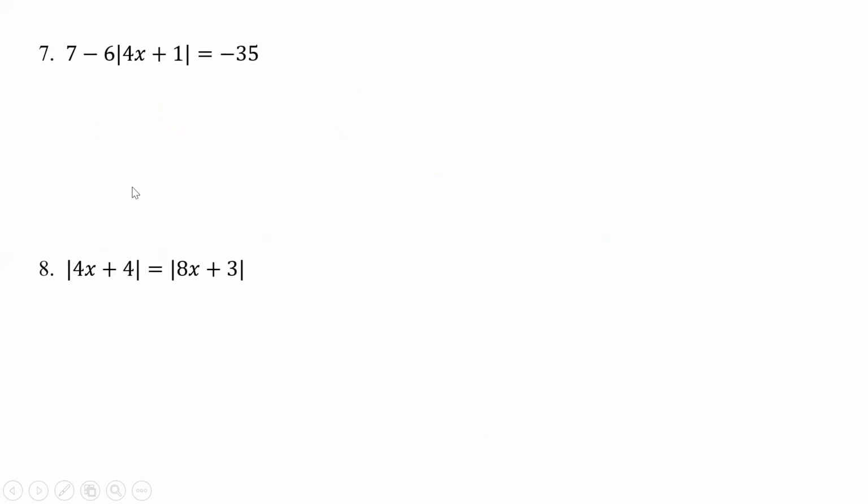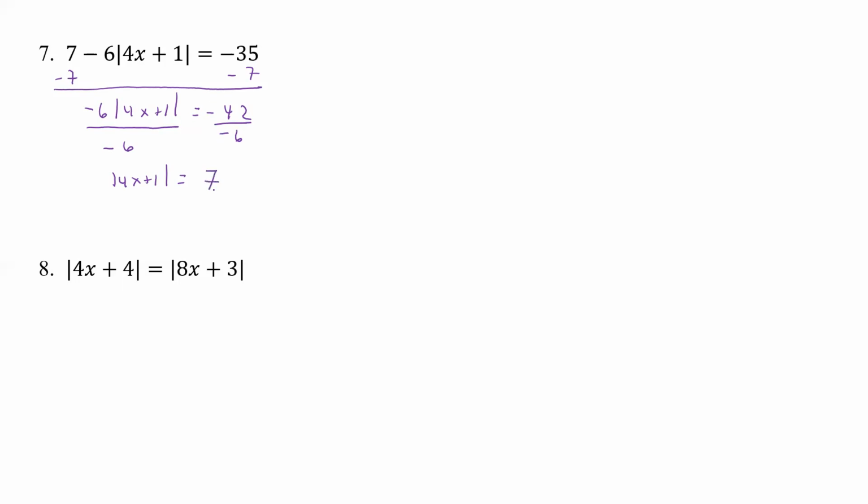All right, we got this one now. And here again, we have to get rid of everything but the absolute value. So first things first, let's subtract that 7. Because remember, we're doing PEMDAS in reverse. And so that's gone. We have minus 6 times the absolute value of 4x plus 1. And then these are both negative, so we can add. And so that's equal to negative 42. Now we're going to divide by negative 6. And so the absolute value of 4x plus 1 equals, well, 42 divided by 6 is 7. Negative divided by negative is positive. So we have a positive 7.